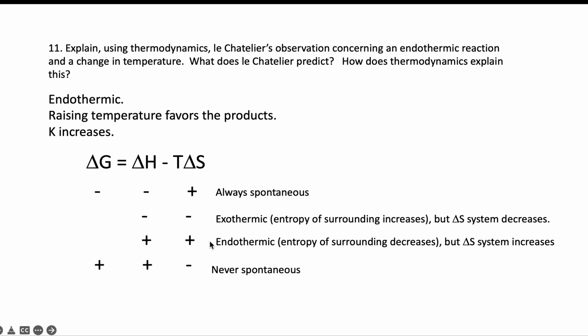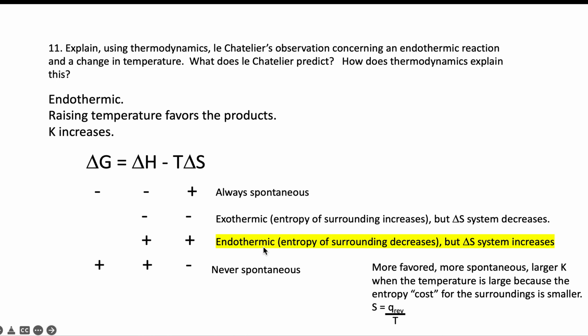Flip of that would be something where it is an endothermic reaction. The entropy of the surroundings is decreasing, but the entropy of the system is increasing. In both of these cases, the temperature is going to be important. This idea on the endothermic example, because that's the one we're exploring here, this is more favored, more spontaneous, a larger K value when the temperature that this takes place at is large, because the entropy change for the surroundings is going to be smaller.